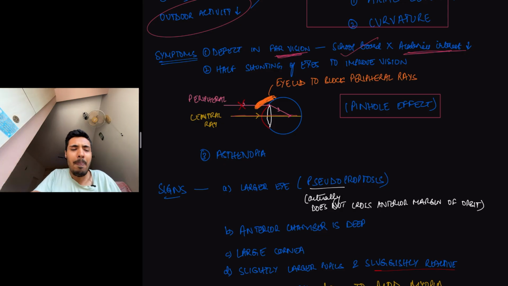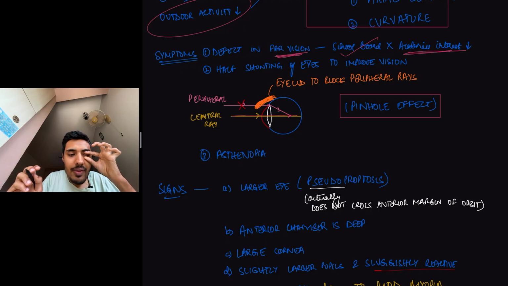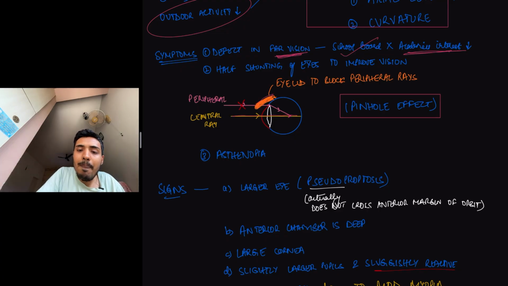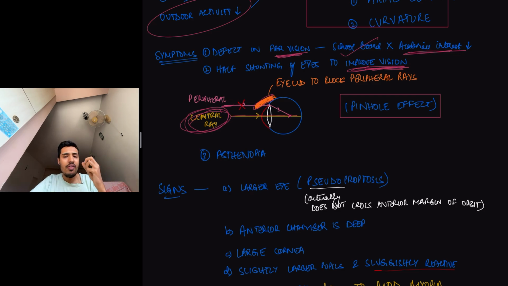So that is why in pinhole effect, when we squint the eye, not squint exactly, shunt the eye, the eyelid blocks the peripheral rays. So now these peripheral rays that are getting focused in front of the retina are blocked. It's allowing more of these central rays to pass through. So that is why it feels as if the vision is improving. So half shunting of the eyes.